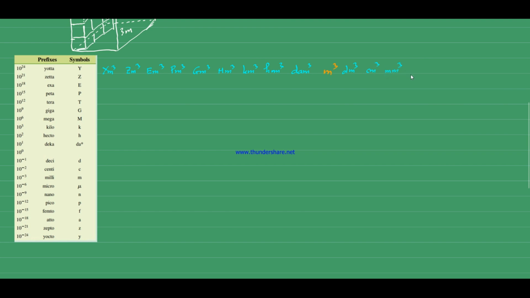Then we have micrometer cubed, nanometer cubed, picometer cubed, femtometer cubed, and attometer cubed. There are two more, but I don't have enough space. So this meter cubed over here is the reference. It's a reference point, a reference column right here.